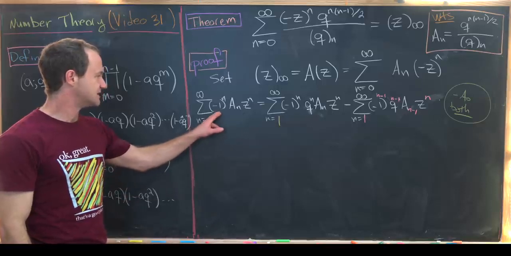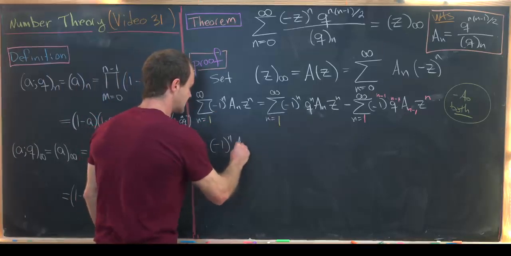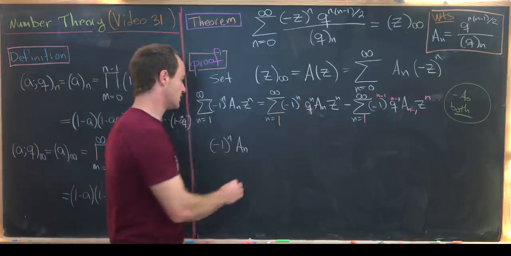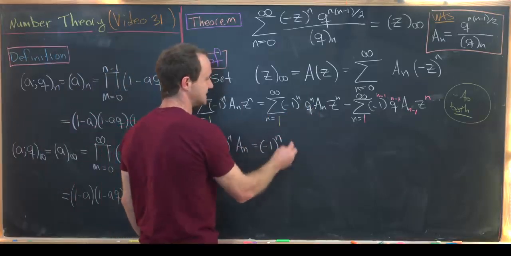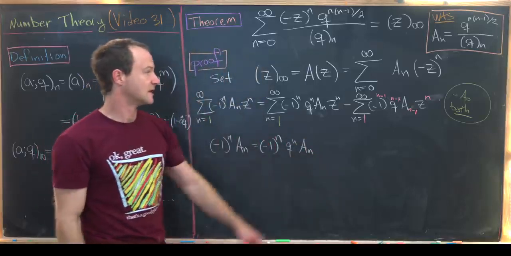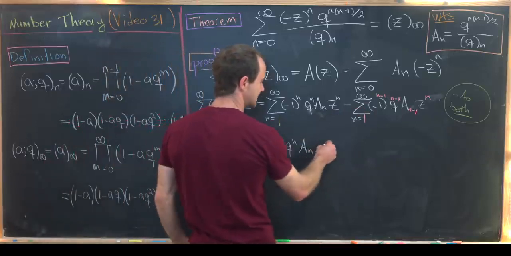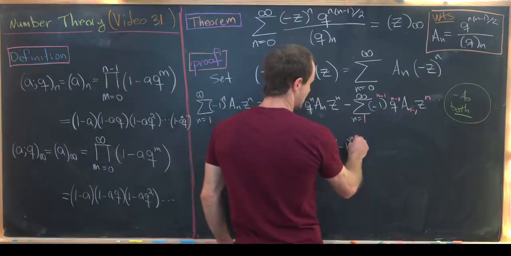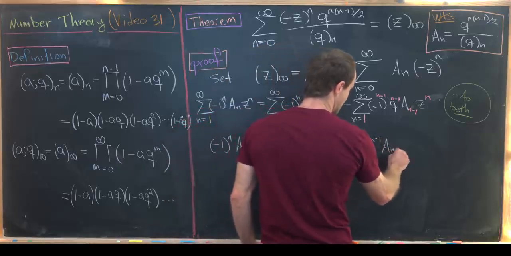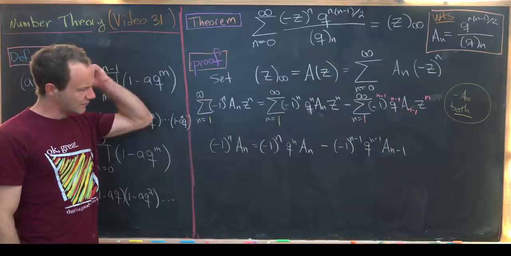Now we can extract the exponent of z to the n from both sides of this equation. So notice the exponent of z to the n from this side of the equation is just minus 1 to the n times a sub n. The exponent of z to the n from this component right here is minus 1 to the n, q to the n, a sub n. Okay, nice. Finally, the coefficient of z to the n from this last sum is equal to minus 1 to the n minus 1, q to the n minus 1, a sub n minus 1. Okay, nice.